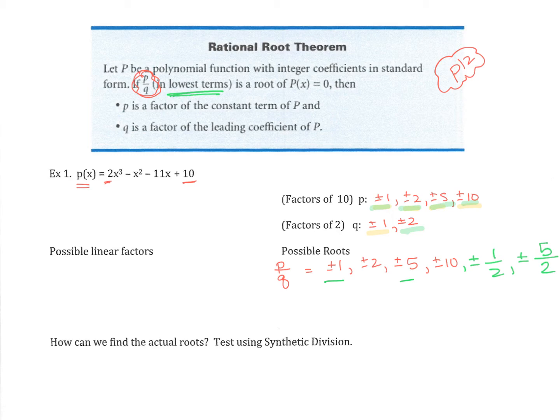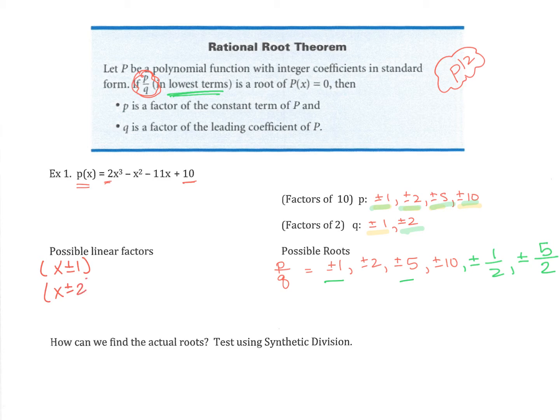So these are all my possible roots. Each one of these roots gives me a possible factor. So let's list now all my possible factors. So using my red roots, my possible linear factors would be x plus or minus 1. Again, it depends on my sign.